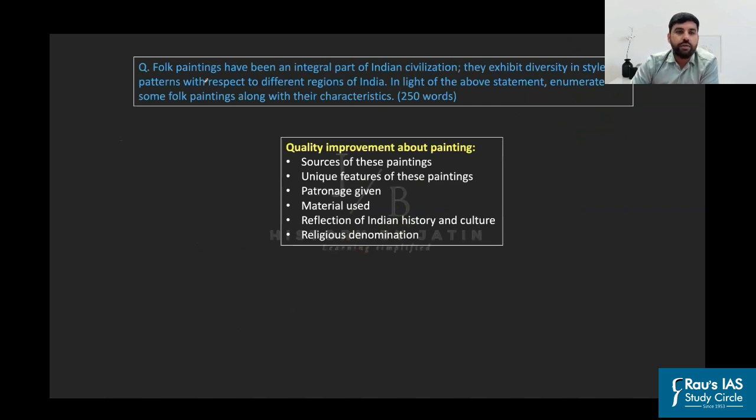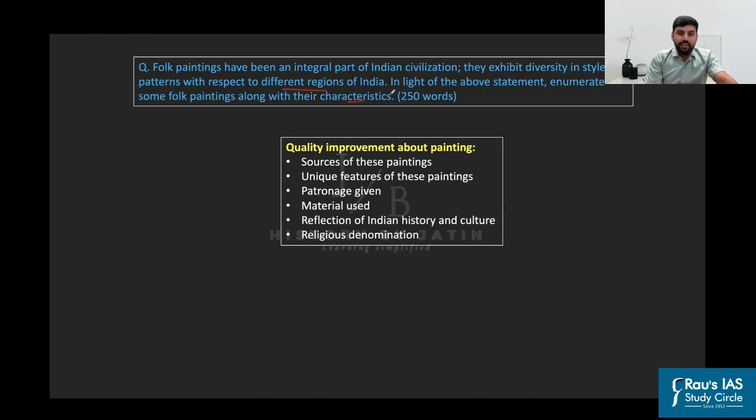Folk painting is a sample question. Folk paintings have been an integral part of Indian civilization. They exhibit diversity in style, pattern, and with respect to the different regions of India. In the light of the above statement, enumerate some folk paintings along with their characteristics. They will not ask more than this. This is the most in-depth question they can ask. Beyond this, they are not going to ask. That is for sure. I can guarantee you that this is the best they can ask from folk paintings.